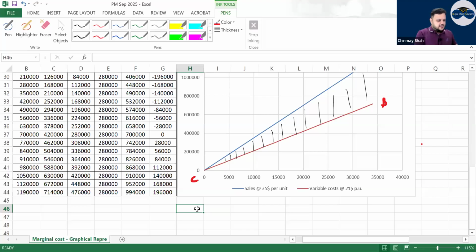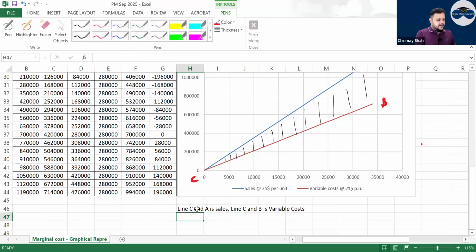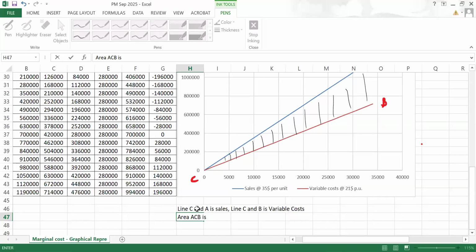So I can say line C and A is sales, correct? Comma, line C and B. What is C and B? Tell me. Variable cost. Correct. And area ABC or ACB is what? Contribution. Is contribution.